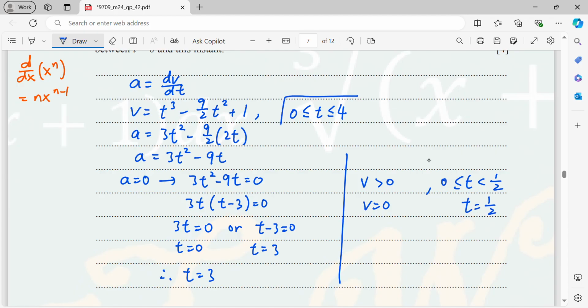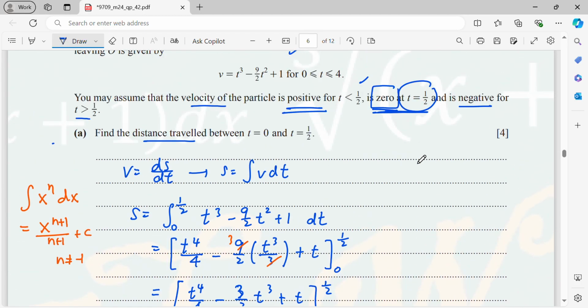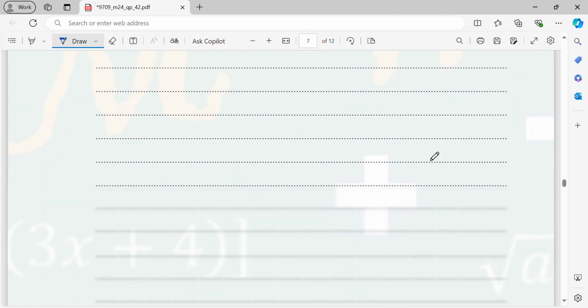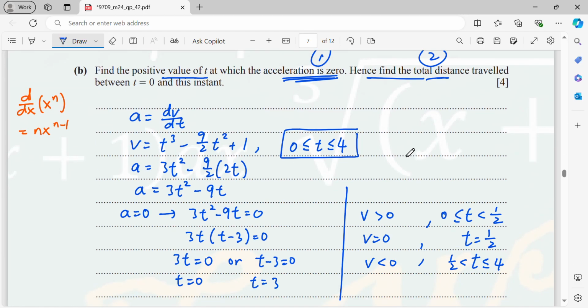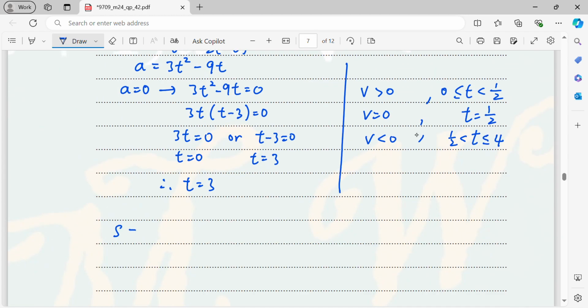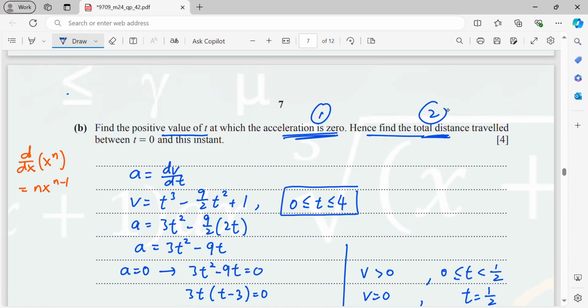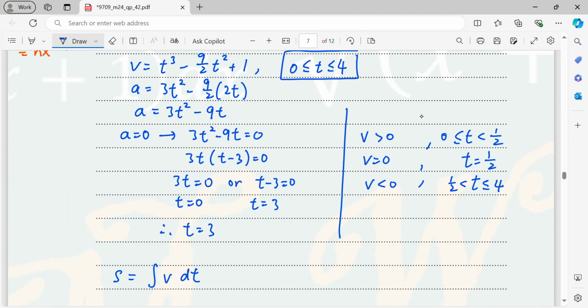But then we know that this is true for 0 to 4. That means when t is more than half, up to 4, then the v is negative, as given in the question here. Negative when t is greater than half. Now what to do here is you need to calculate the distance, right? And now this v is the velocity. So we know that s equals the integral of v dt. And according to the question, the total distance traveled between 0 seconds and this instant means t equals 3.